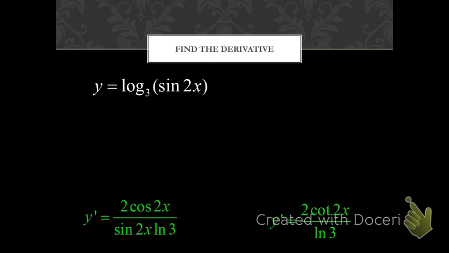Jordan? Why does the ln 3 go on the bottom? Because that's the derivative rule. Oh. So u prime over u times, in the denominator, also the natural log of the base.